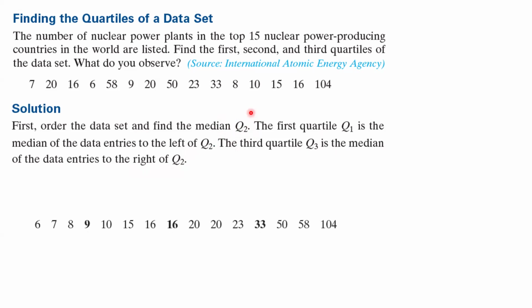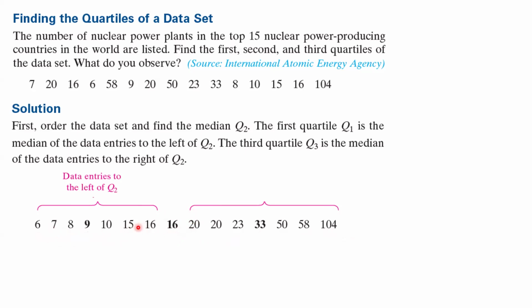So if you order the data nicely: 6, 7, 8, 9, 10, 15, 16 is repeated twice. Guys, you have to include the repetition. We cannot skip the numbers that are repeated twice or 3 times. We have to list them all. You see, you have 2 20s, you have 23, 33, 50, 58, and 104. The median of the data set is 16.